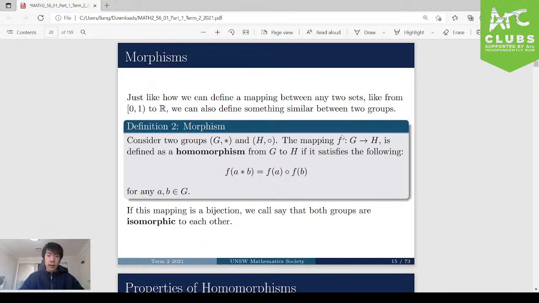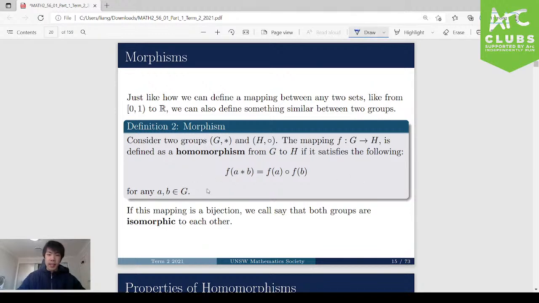Now the next thing we'll have a look at is morphisms. Just like how we can define a mapping between any two sets, we can also define something similar between two groups. Consider two groups G and H. The mapping F from G to H is defined as a homomorphism from G to H if it satisfies the following property: F of A star B equals F of A dot F of B.